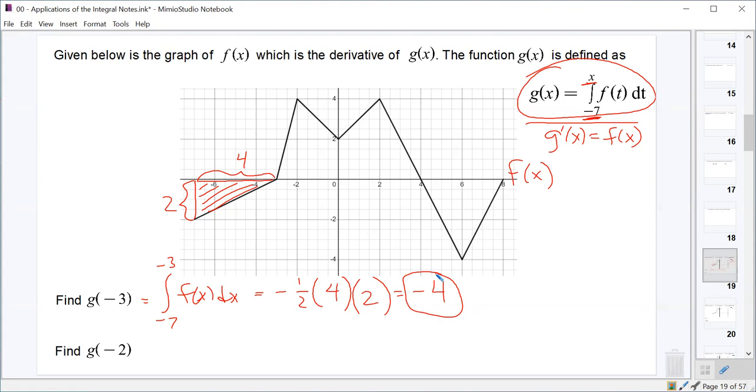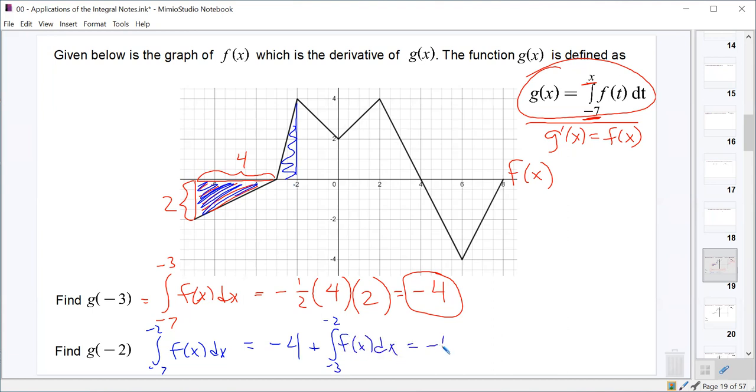If we're asked to find g of -2, well, g of -2 is just the integral from -7 to -2 of f of x dx. Right? It's everything we'd already done in red, plus this extra little sliver here in blue, another little triangle. But we don't actually have to recalculate that first piece of the integral, right? From -7 to -3, we already knew it was -4. And then we'll just add to it the part that is from -3 to -2.